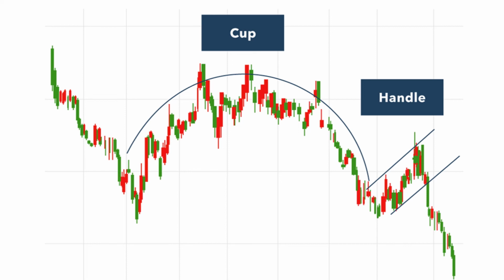We also have the inverted cup and handle pattern. All it is, is the opposite of the cup and handle pattern. It's an upside down cup with a handle. All the rules that we've mentioned for the cup and handle pattern apply, but they're reversed. The inverted cup and handle pattern is a bearish continuation pattern or bearish reversal.